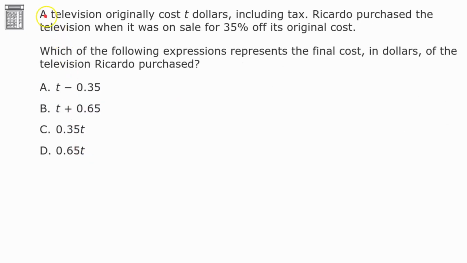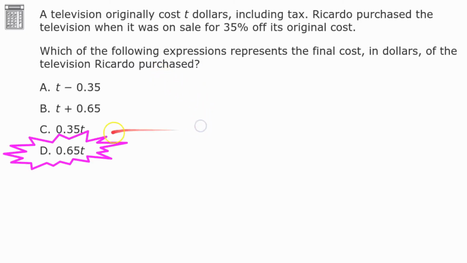Our next question, a television originally cost $T, including tax. Ricardo purchased the television when it was on sale for 35% off its original cost. Which of the following expressions represents the final cost in dollars of the television Ricardo purchased? Please pause now and come back when you're ready.